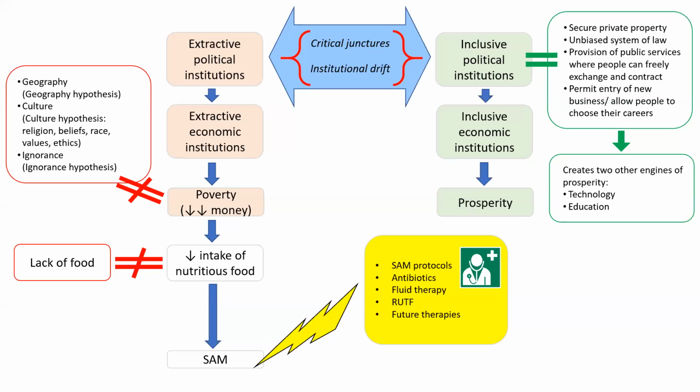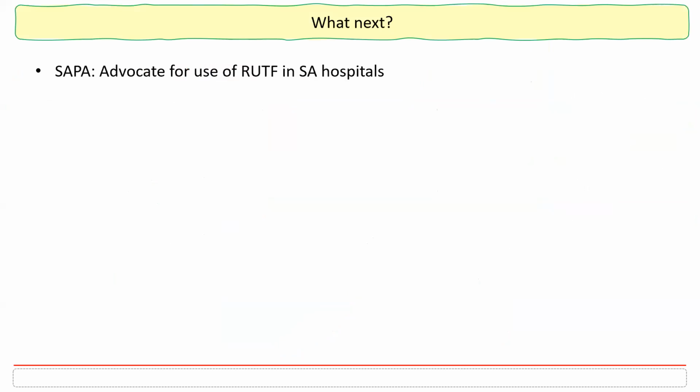So I'm going to end the talk there, and I do think that as a mission for SAMPA, it would be good if we could get ready-to-use therapeutic food on the tenders and available at all hospitals, and possibly to institute community-based rehabilitation for children with severe acute malnutrition.